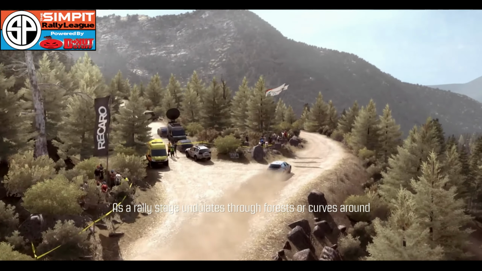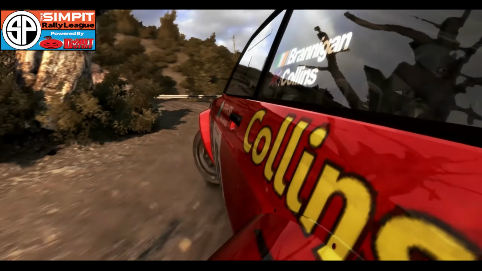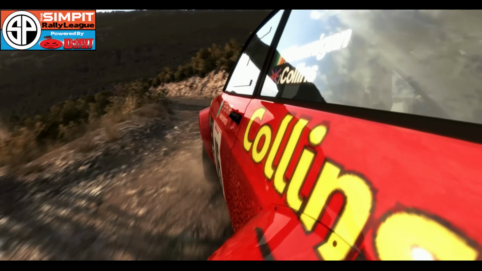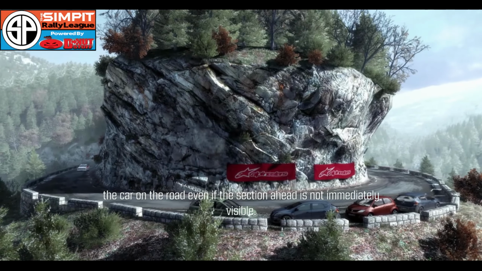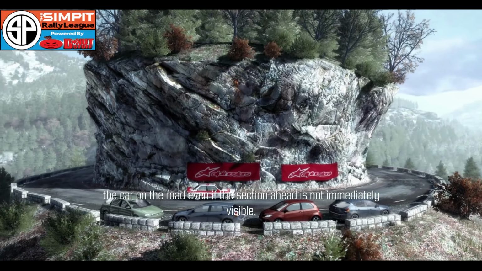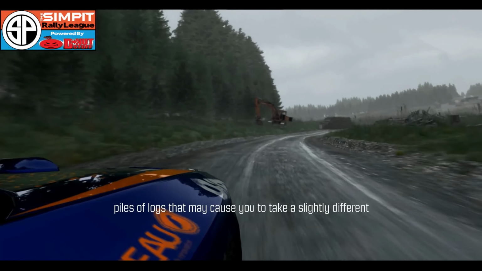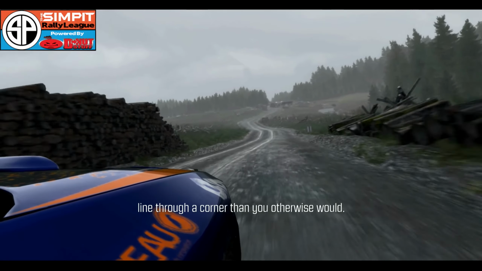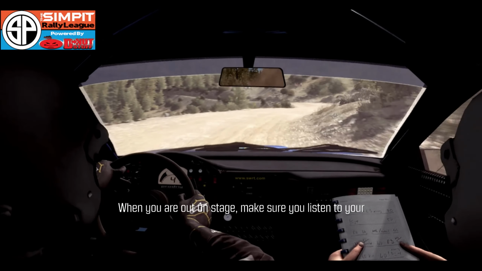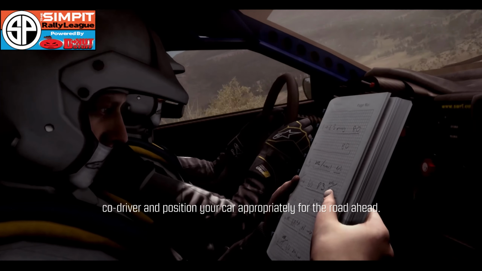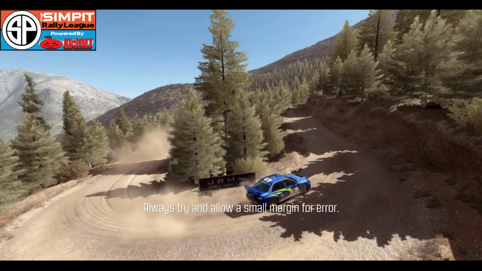As a rally stage undulates through forests or curves around mountains, it is not always possible to see the racing line. Accurate pace notes are vital so that you know where to place the car on the road even if the section ahead is not immediately visible. You should also listen out for obstacles such as gate posts or piles of logs that may cause you to take a slightly different line through a corner than you otherwise would. When you're out on stage, make sure you listen to your co-driver and position your car appropriately for the road ahead. Always try and allow a small margin for error.